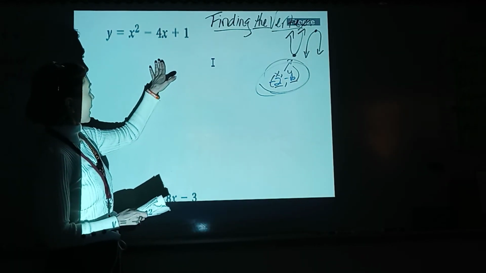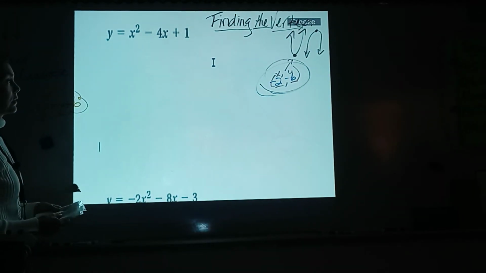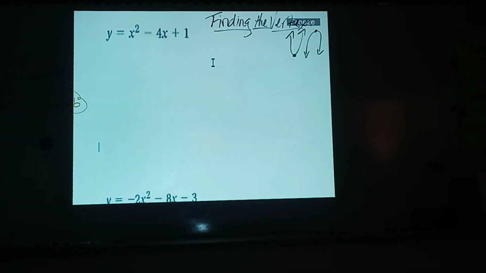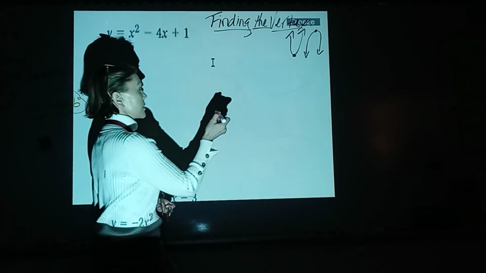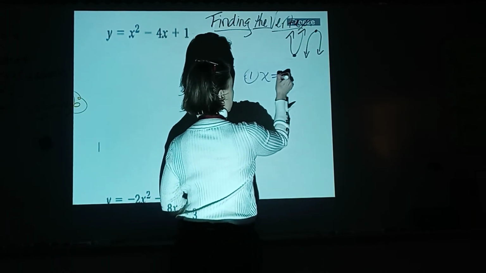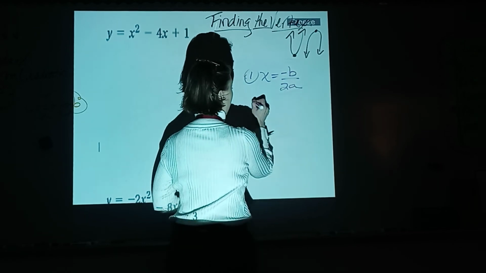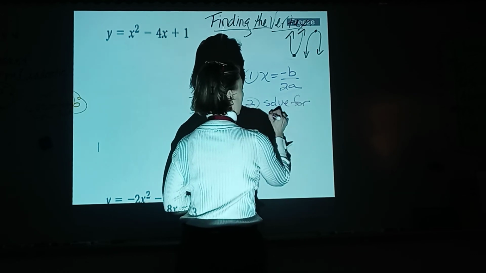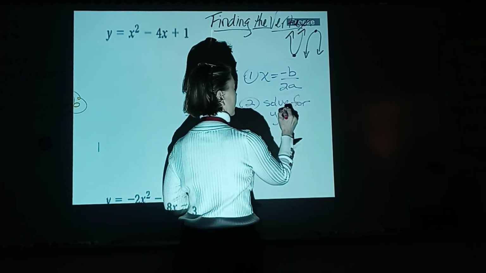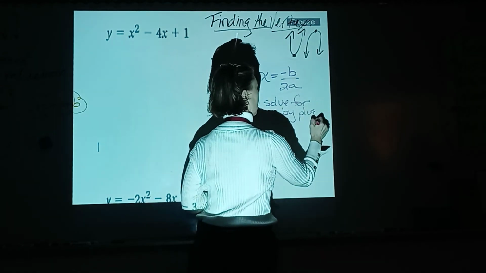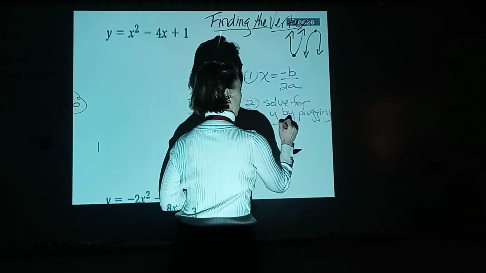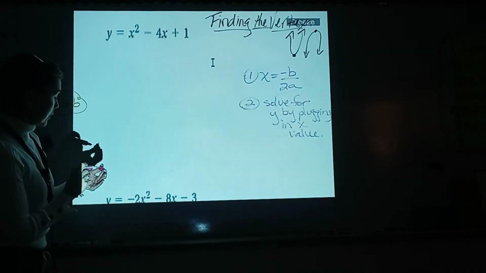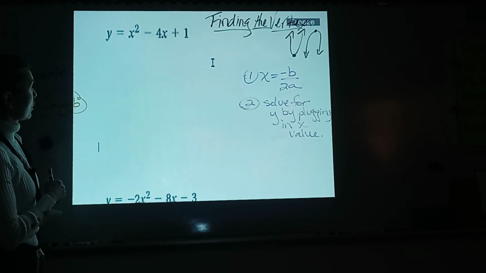Okay, so let's write this down. Y equals x squared minus 4x plus 1. So once again, we're going to take those 2 steps and I'm going to write them in the video for you. Step 1 is solve for x, which is negative b over 2a. And then step 2, solve for y by plugging in the x value. So there is our next example, and we'll go over this live together.